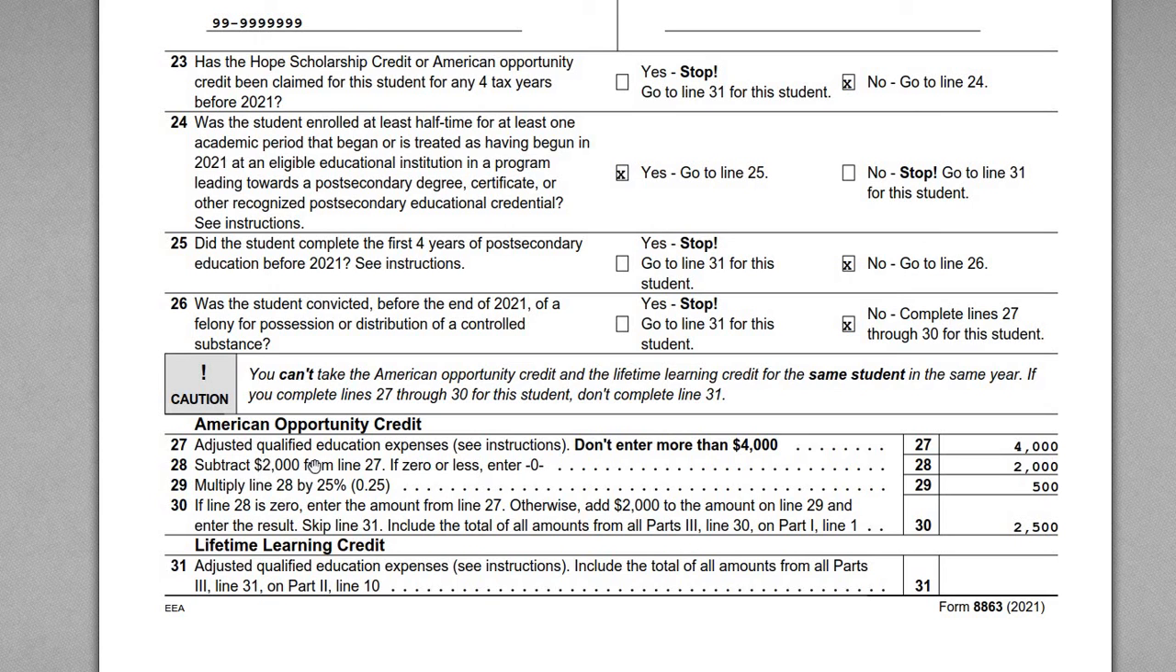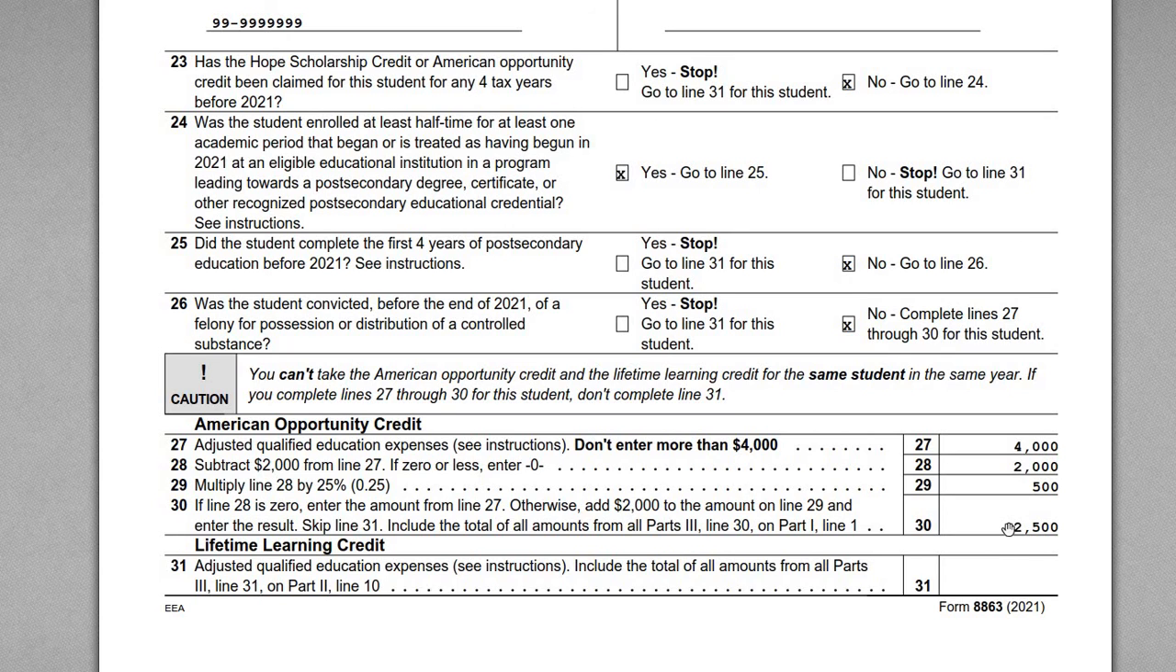So line 27, they're asking, what are the qualified education expenses? We pulled this off the 1098T, but as it says, don't enter more than $4,000, right? So even though John had a little over $5,000 of college tuition and other expenses, $4,000 is the limit. And then it asks us to subtract $2,000 and then multiply by 25%. Again, remember what they're doing there is they're saying, okay, you get the minimum $2,000 if your expenses are over that, but then you're only going to get 25% of the excess, capped at $500. And so that's what John's getting here.